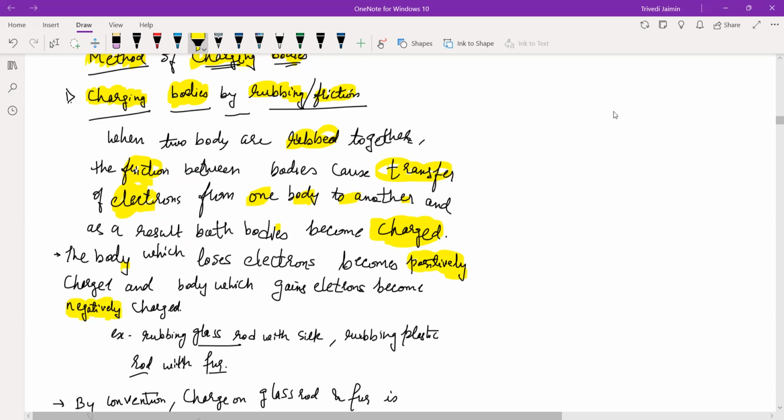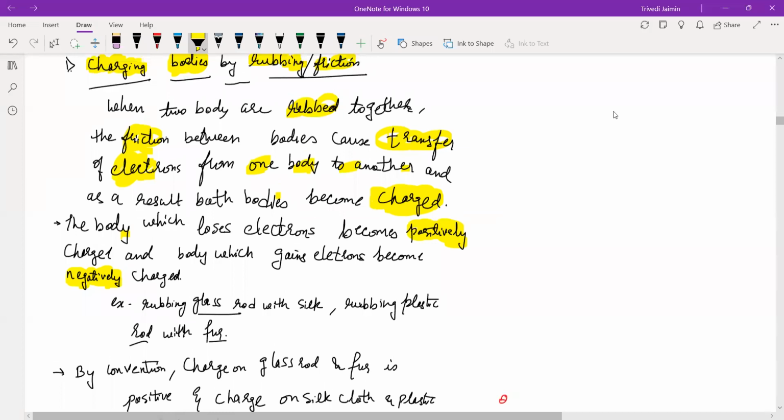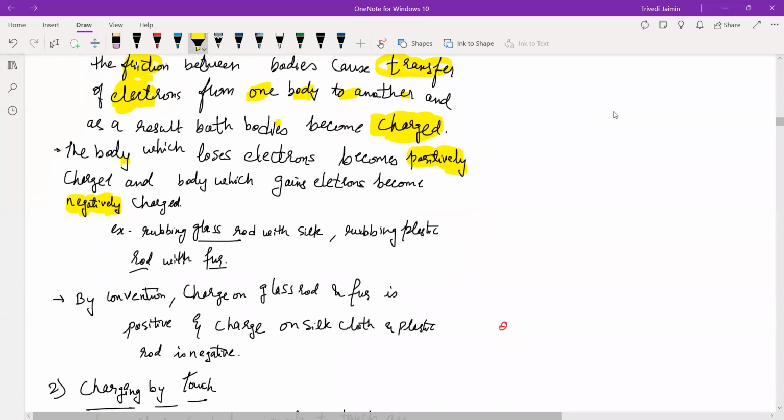The example given here is rubbing glass with silk. It can be anything else like that. But by convention, the charge on the glass rod and fur is taken to be positive, and silk cloth and plastic is negative. This is for our convenience. It's not that they don't have any charge otherwise; here we are just taking it for convenience.